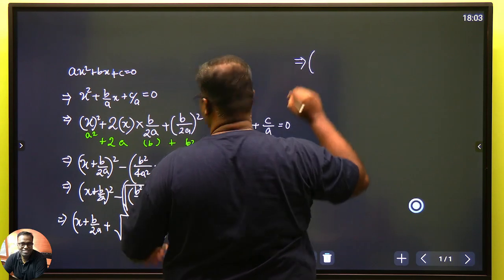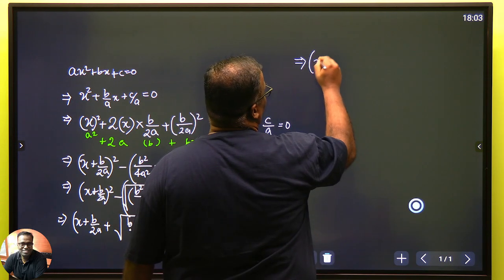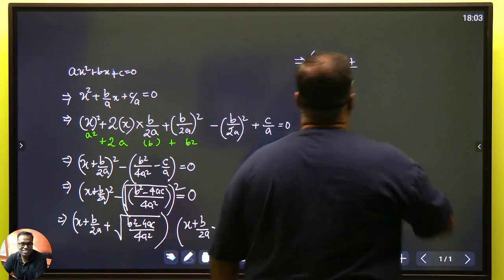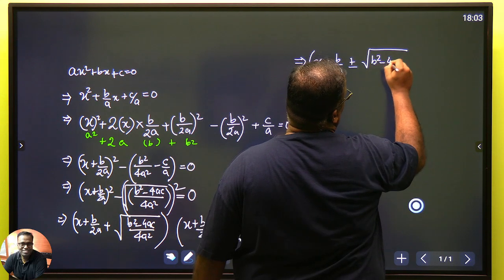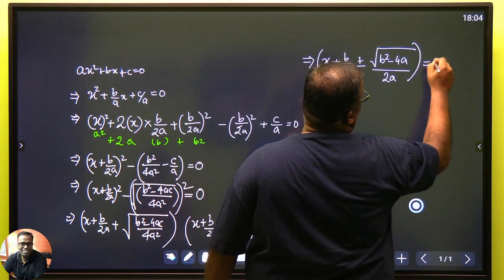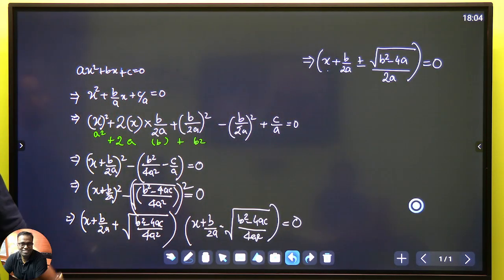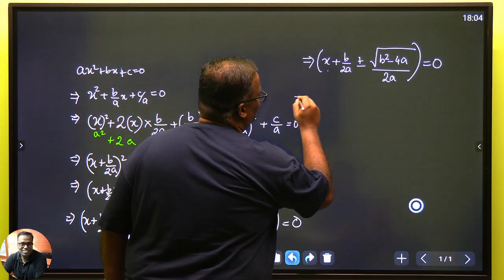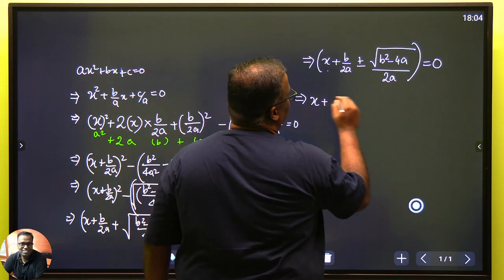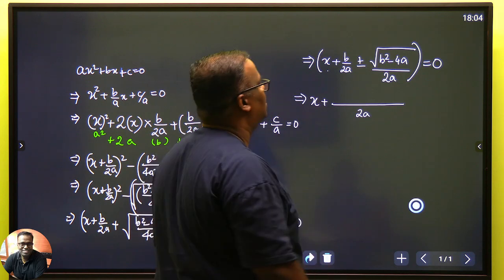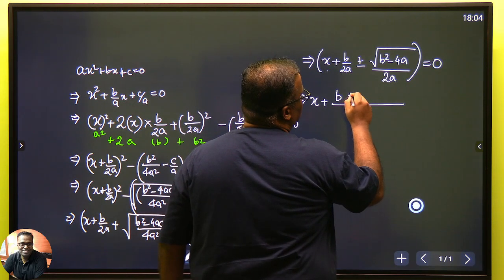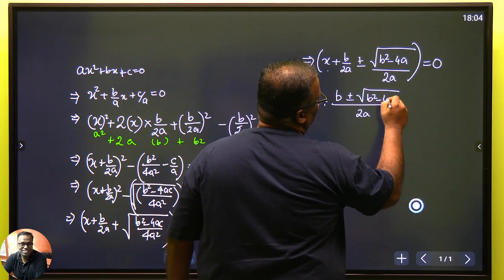x plus b by 2a, plus minus, now see this step: root over b square minus 4ac, and if we take the root out of the denominator it should be 2a, is equal to 0. Now we are supposed to solve for x. Before I solve for x, let me make it better. x plus, can I take the 2a, and can I put this as b plus minus root over b square minus 4ac? Can we put this?